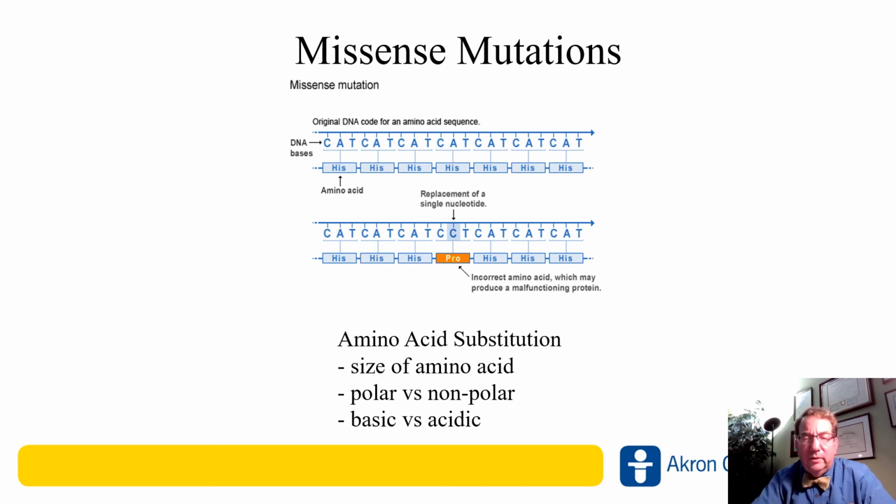So let's talk about some different types of specific mutations. A missense mutation occurs when there's a replacement of a single nucleotide. You can see how this genetic code, CAT, gets converted to a histidine, CAT, another histidine, CAT, another histidine. And here, if you replace the A with a C, instead of a histidine being here, you have a proline inserted. And this may produce a malfunctioned protein. And of course, malfunctioned proteins can lead to disease.